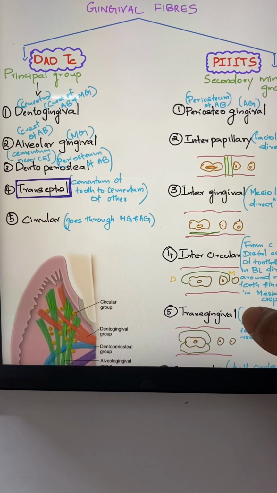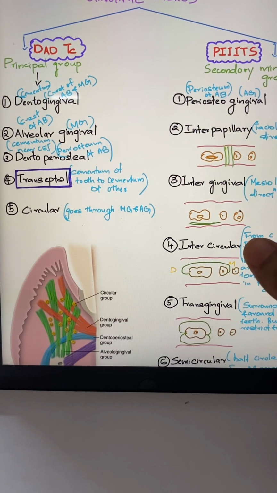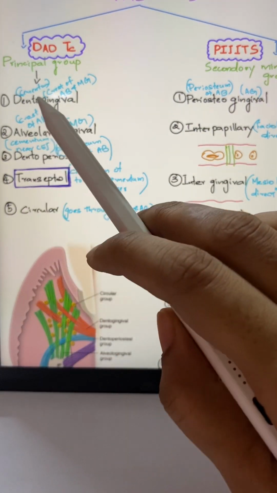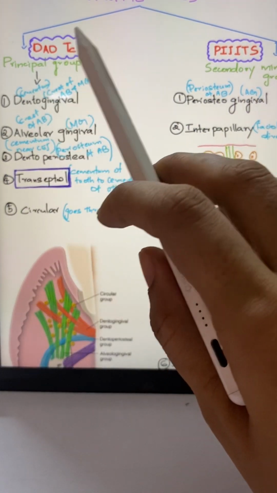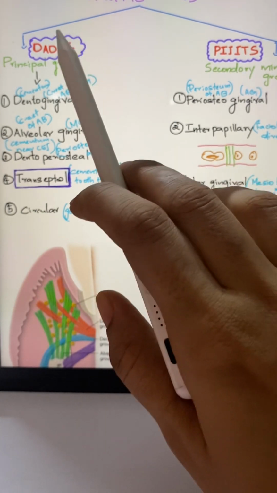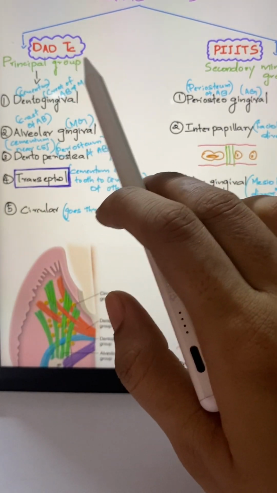So now we will talk about gingival fibers. There are two types of fibers. The main principal fiber groups are there, and then the other minor secondary group fibers are also there. The principal groups are almost five. You can remember this principal group of fibers as "DAD, take care". Take care you can write as TC.